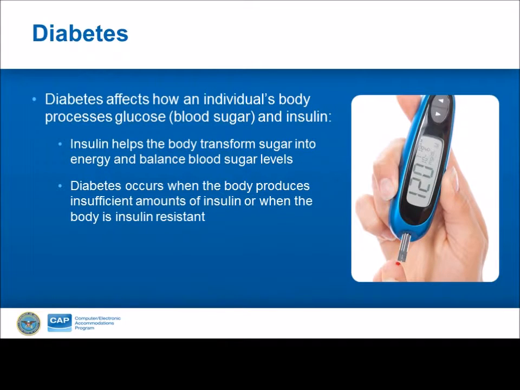Let's move on to a few facts about the different types of diabetes as well as the symptoms. Diabetes mellitus, commonly referred to as diabetes, refers to a group of diseases that affect how an individual's body processes glucose, or blood sugar, and insulin. Insulin is a hormone produced by the pancreas to help the body transform sugar into energy and balance blood sugar levels. Diabetes is the result of the pancreas not releasing enough insulin, producing insufficient amounts of insulin, or when the body is insulin resistant and does not respond correctly to insulin.